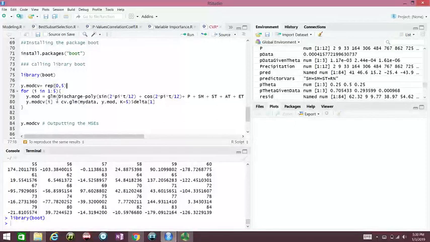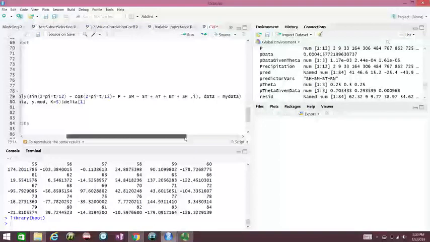Now, the syntax is almost the same. Instead of having lm, you have here glm and a dollar sign delta. Polynomials, the degree of polynomials we need to have. So sine of 2 times pi times t divided by 12 plus cosine of 2 times pi times t over 12 plus the predictors we need, and the i, this is the incrementation. And then data equal my data.